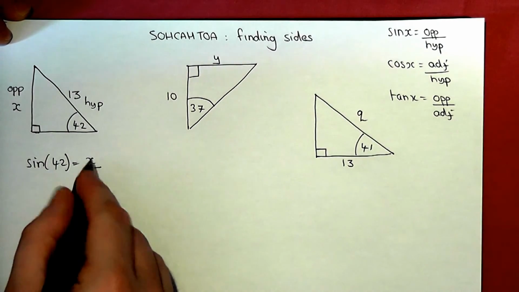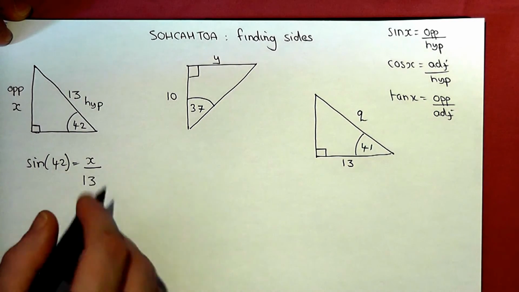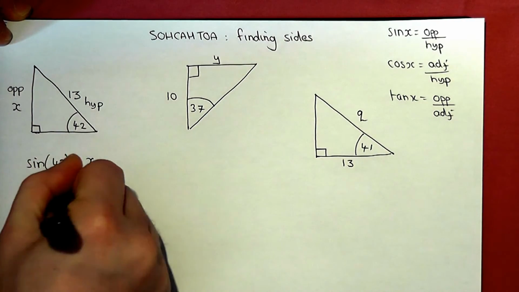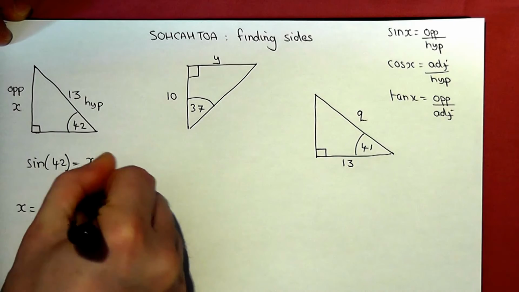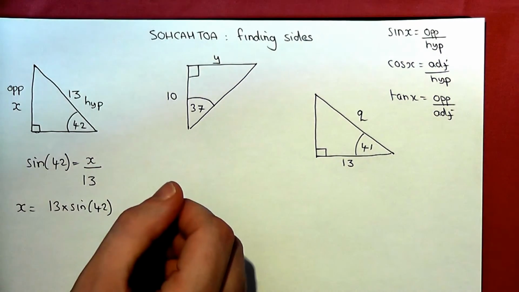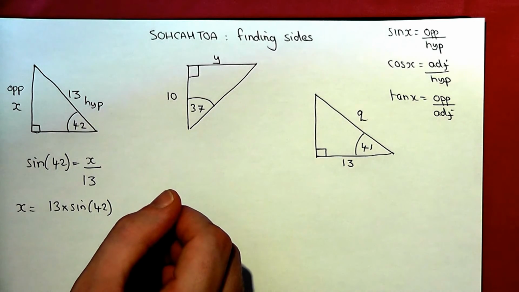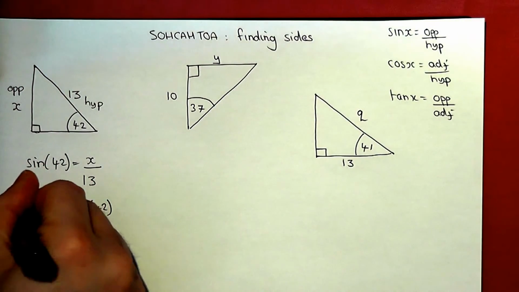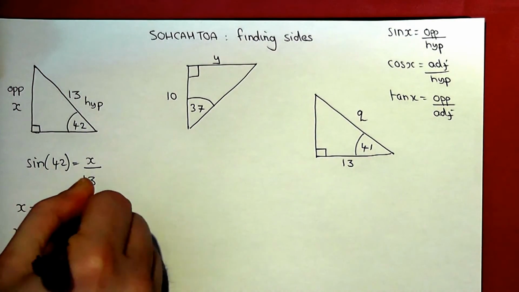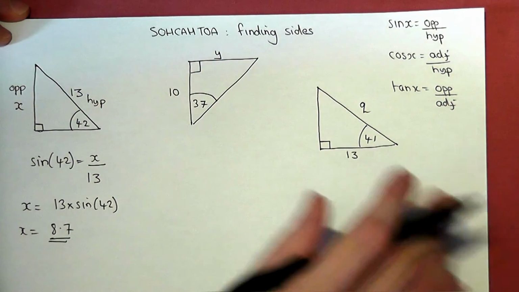So to find x, I need to rearrange this equation by timesing by 13. So x equals 13 lots of sine 42. So I input that into my calculator as I see it, 13 times sine of 42, and I get 8.7. So x has a length of 8.7.